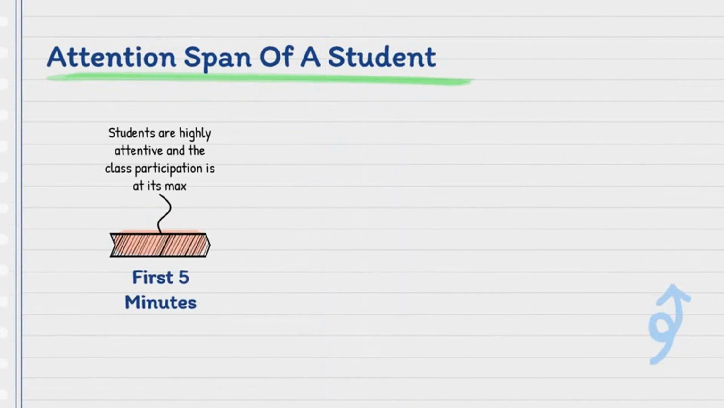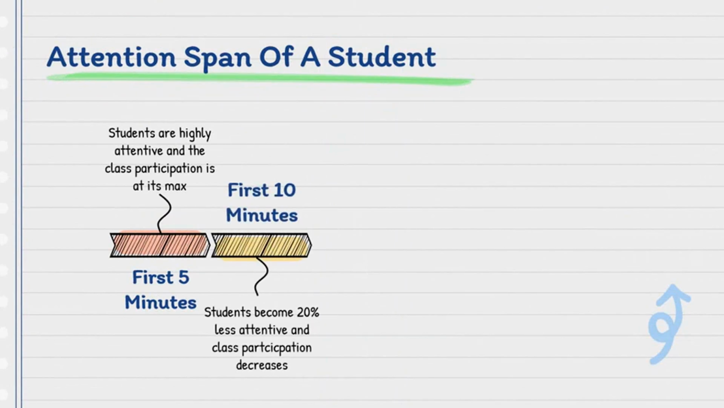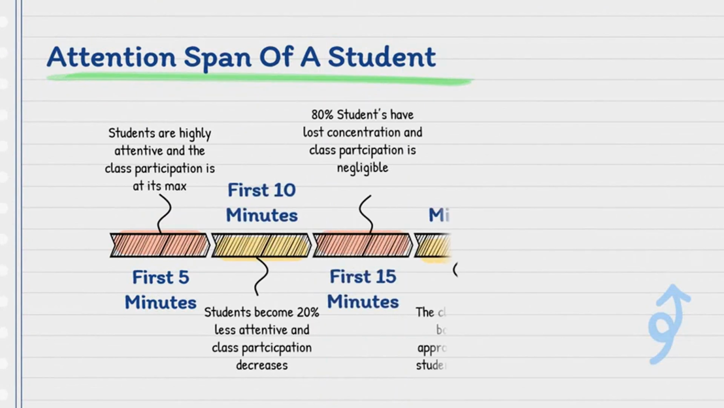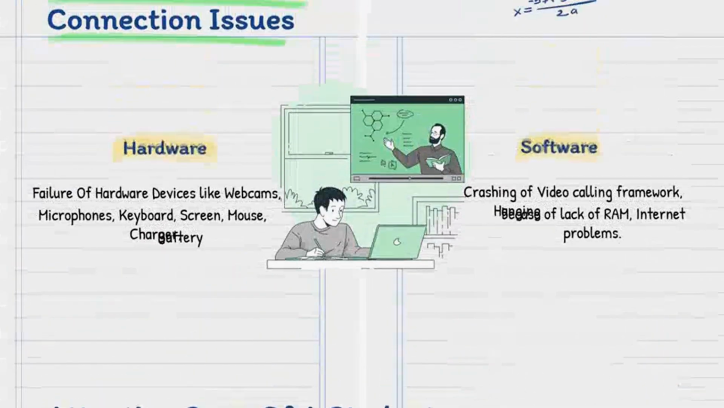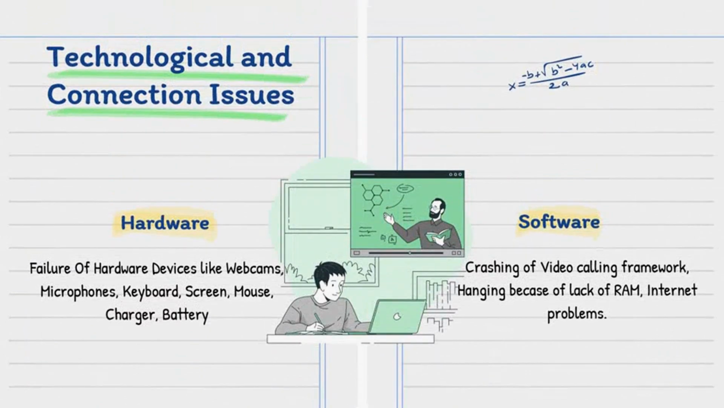While attending online classes, the attention of a student decreases from time to time. In the first 5 minutes, the students are highly attentive, but as the time passes, their attention decreases and becomes less accordingly. During the online classes, various students face technical problems in mic, camera, and most probably the hanging of screen while turning on the camera. These problems are all caused by the lack of RAM and internet issues.